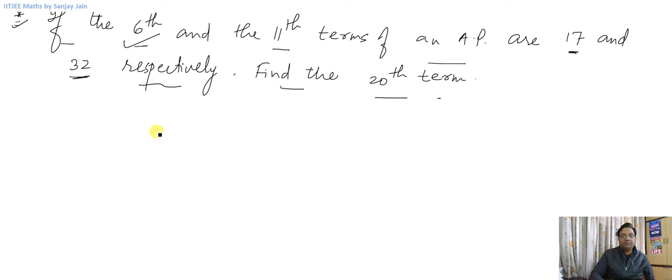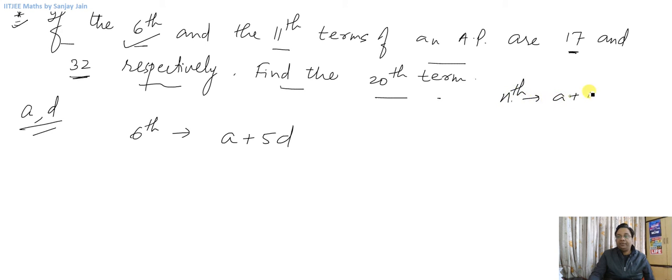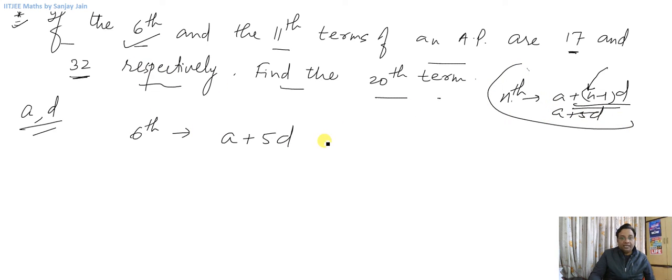Now the 6th term is given. Let us take A as my first term and D as the common difference, right? So what will be the 6th term? 6th term will be A plus 5D, right? Because we have learned already that nth term is A plus n minus 1 into D. So if I need to talk about 6th term, I just need to replace n with 6 and it will be A plus 5D, right? So 6th term is A plus 5D and it is equal to 17, right?